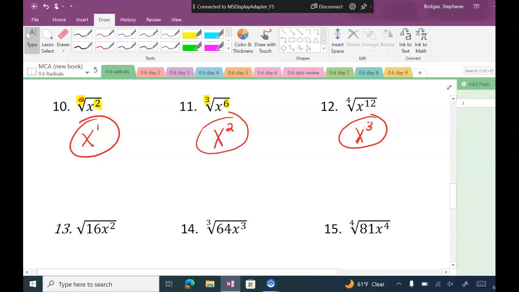What's the square root of 16? 4. And then again with the variables, your index, when it's not written as a 2, how many times does 2 divide into the exponent 2? 1. So the square root of 16x squared is just going to be 4x.